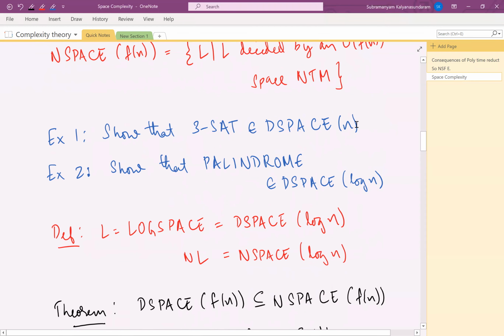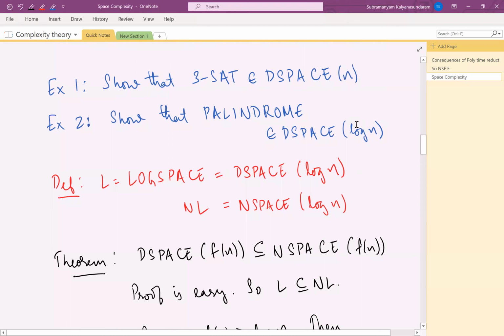Now a definition. We say log space, or the class LOGSPACE, sometimes denoted by the letter L, is nothing but DSPACE of log n. That is, the class of all problems or languages that can be decided by an order log n space deterministic Turing machine. And NL, which is short for non-deterministic log space, is NSPACE of log n.